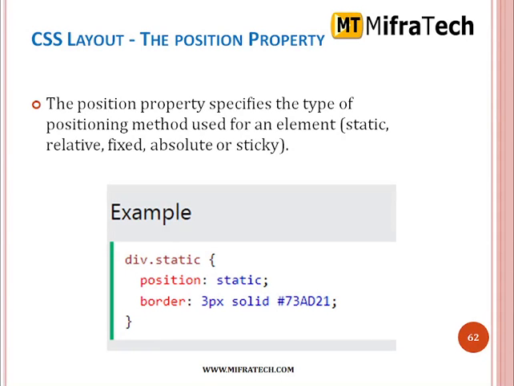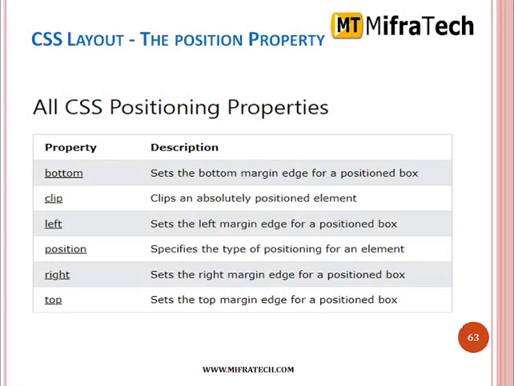CSS layout, the position property. The position property specifies the type of positioning method used for an element: static, relative, fixed, absolute, or sticky. Example: div.static, the position is static, border 3 pixels solid, and the color is a hexadecimal code.